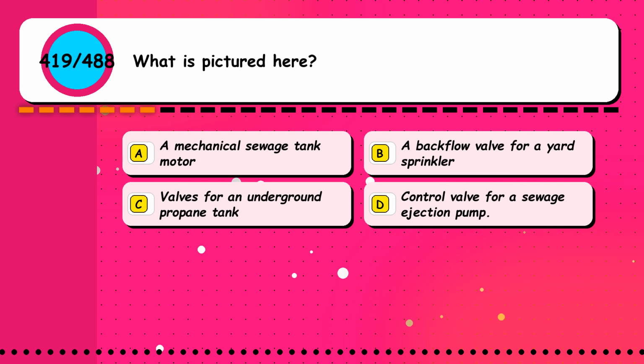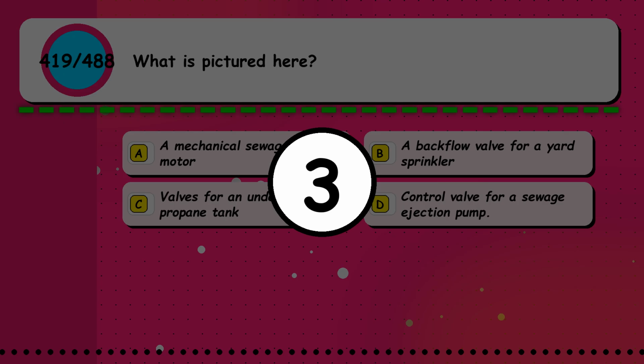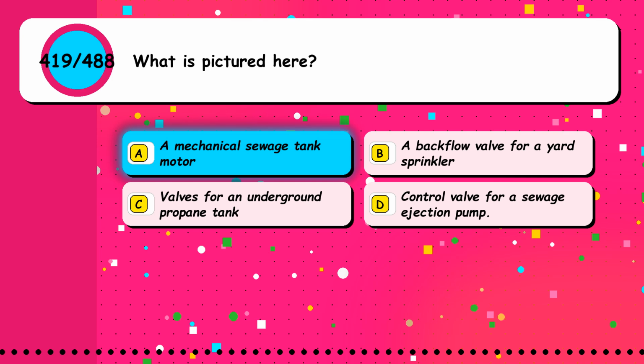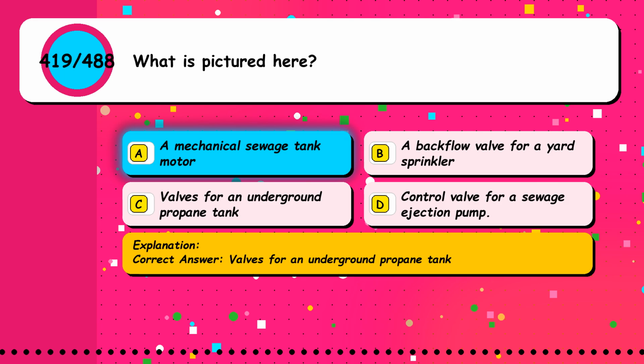Option A. A mechanical sewage tank motor. Option B. A backflow valve for a yard sprinkler. Option C. Valves for an underground propane tank. Option D. Control valve for a sewage ejection pump. The correct answer is option A, a mechanical sewage tank motor. Correct answer, valves for an underground propane tank.